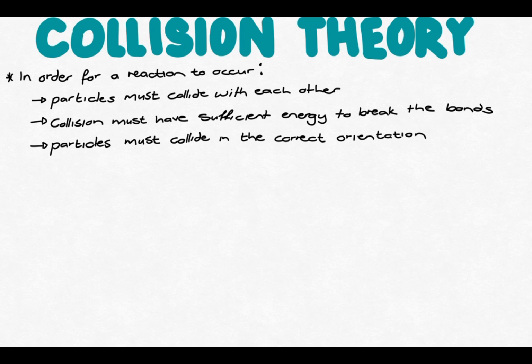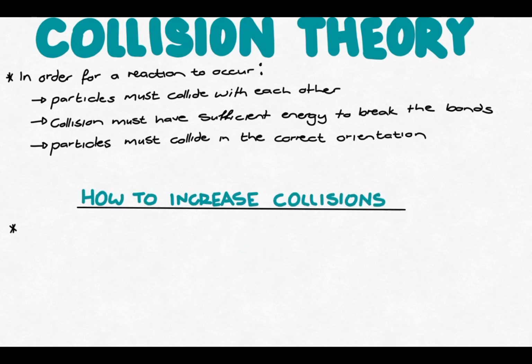So to sum it up, if particles do not collide with each other, or the collision doesn't have sufficient energy, or is in the wrong orientation, the reaction will not occur. All three of these must be met for the reaction to occur. So how do we increase the number of successful collisions? Firstly, we can increase the number of particles per unit volume. So the more particles in a given volume, the more frequent and successful collisions there will be.